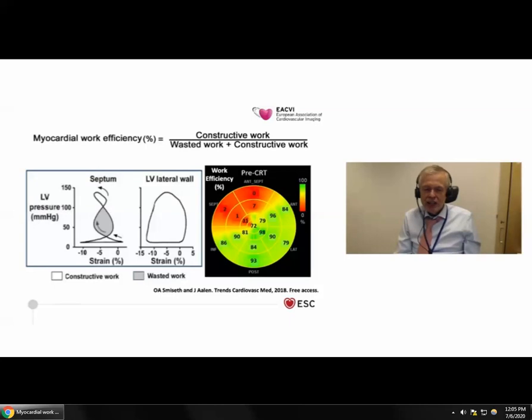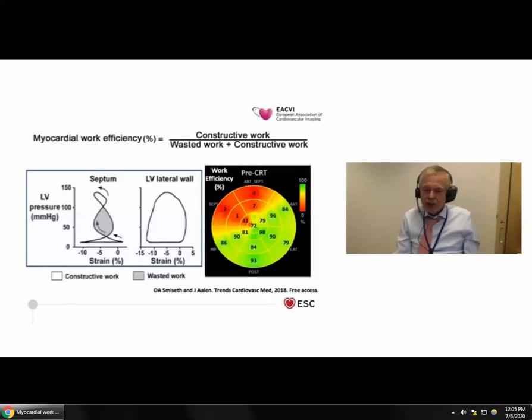has a gray shaded area, and the gray area is the time during the heart cycle when the septum is stretched. In fact, the shaded area is work which is wasted. We call it wasted work.